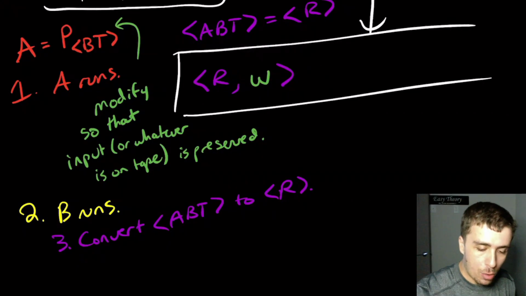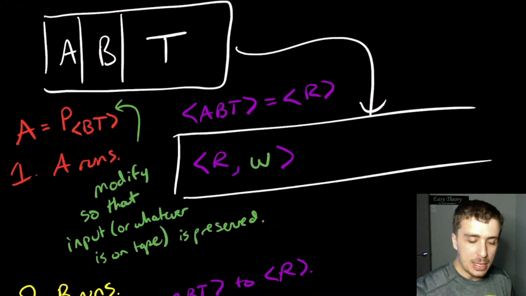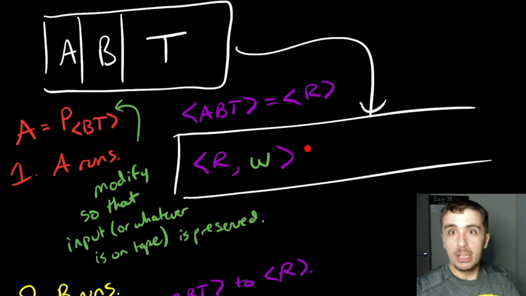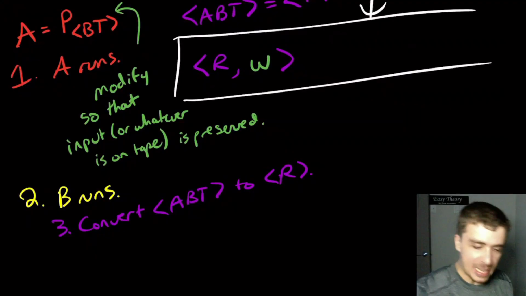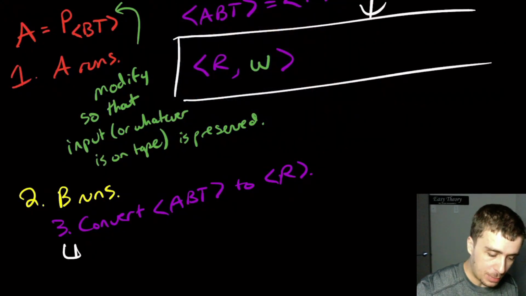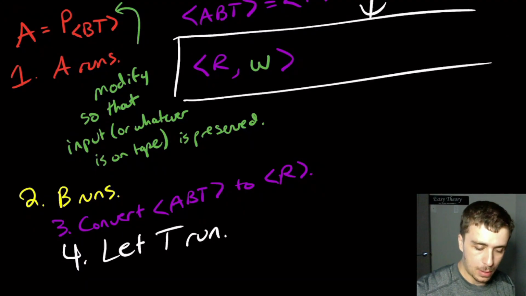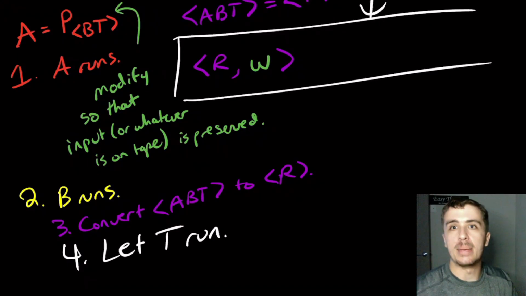So then now this is on the tape, and remember the T function corresponding to the Turing machine called T takes a Turing machine and an input and computes whatever function. So we now hand control over to T, which is the final step. So let T run with the contents of the tape right now, which are R and W.